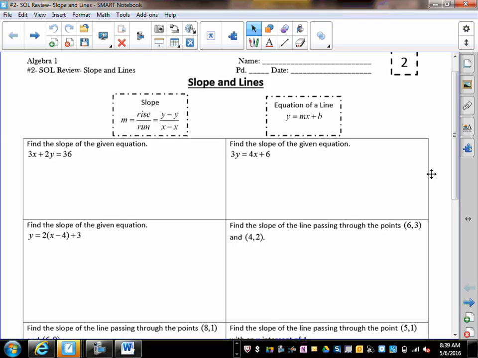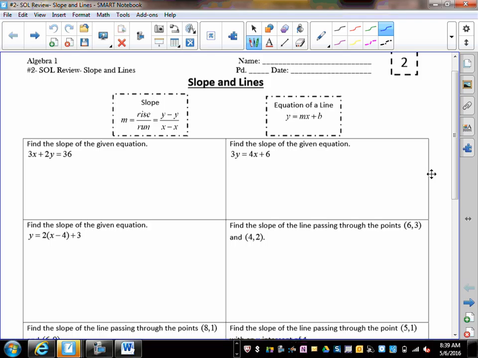All right, so our slope equation is rise over run. If it's on a graph, we can just finger count. But otherwise, it's subtract your y's divided by your x's subtracted. And remember, our equation of a line here is y equals mx plus b.